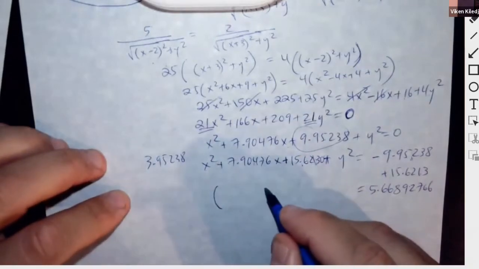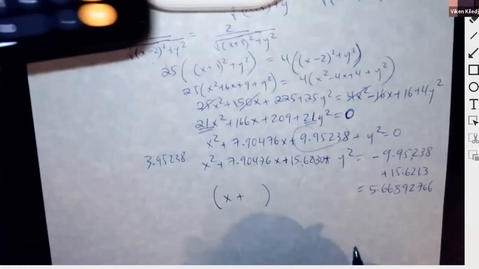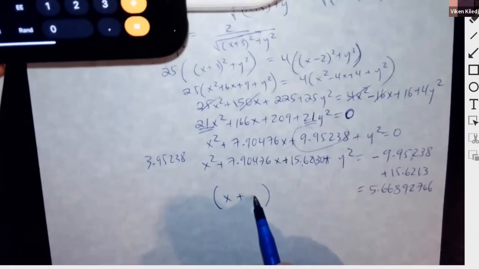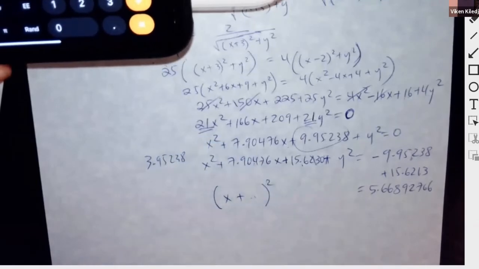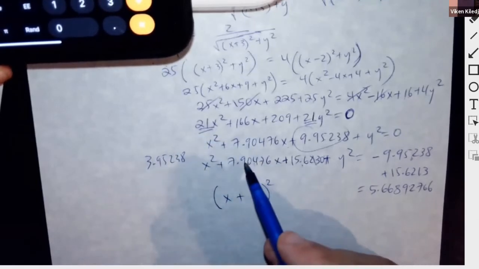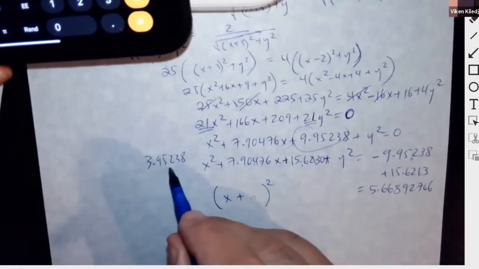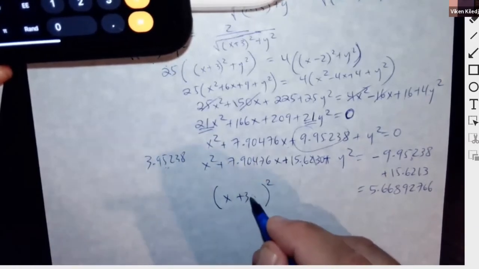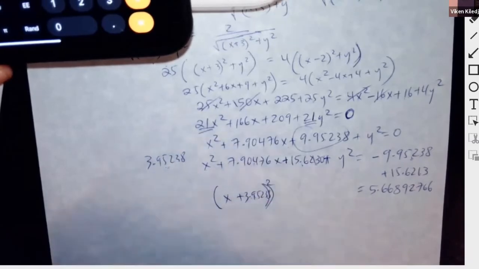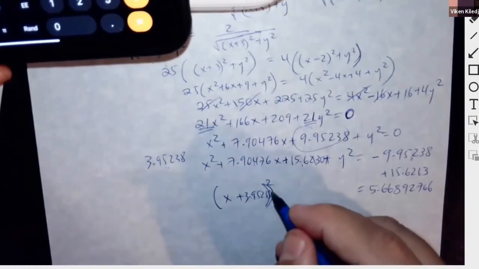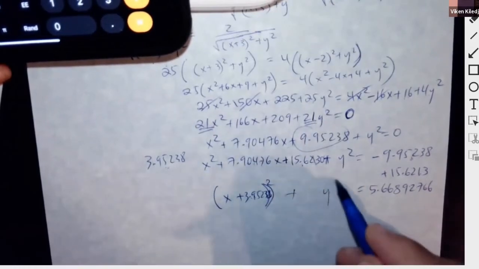It's going to be like this, x plus, and then what's going to go here? By perfect square, I mean x plus something squared, right? It ends up being half of this, right? Goes here, which is this. That's why I wrote it on the side. 3.95238. Plus y squared.